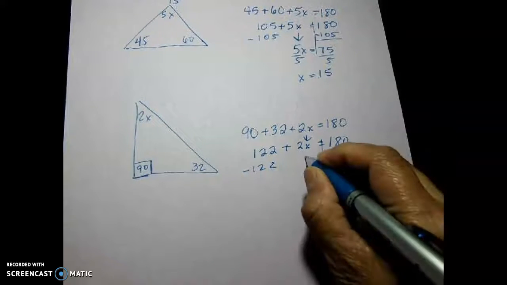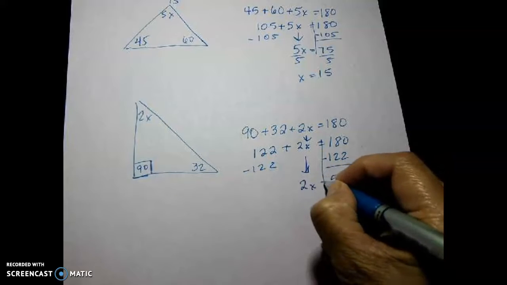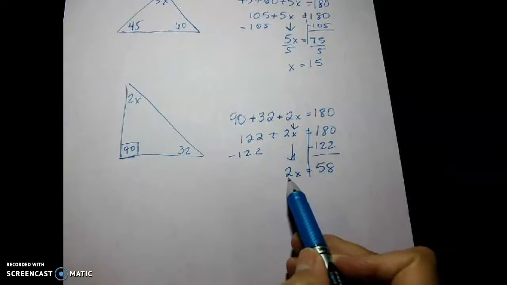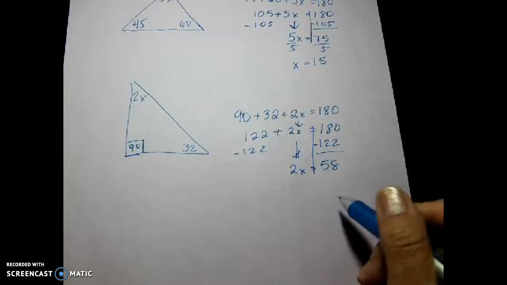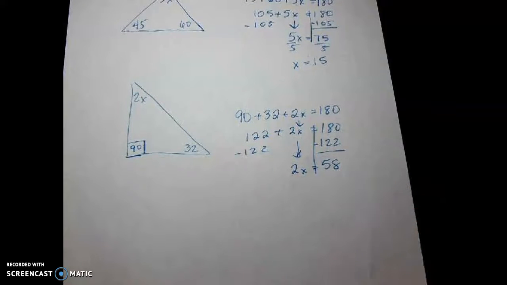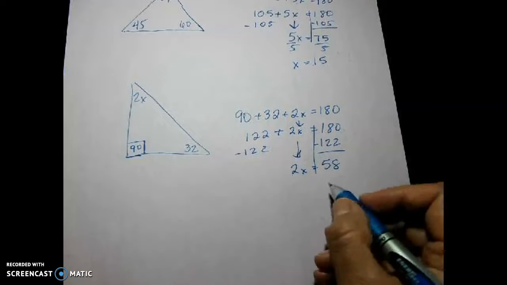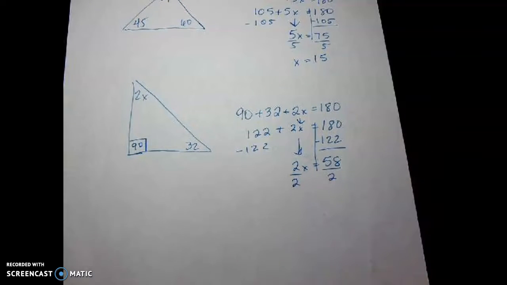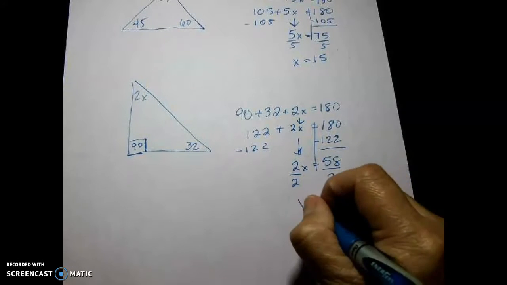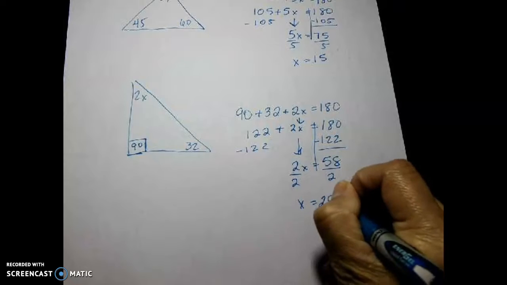And I'm going to bring that 2x down. Okay, remember, this is saying 2 times something equals 58. So I'm going to do the opposite. I'm going to divide. 58 divided by 2. And that is 29. So x equals 29.